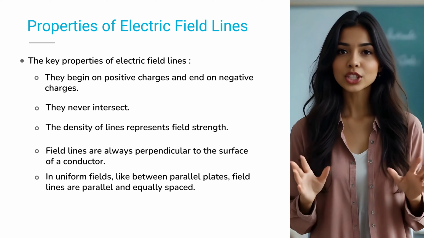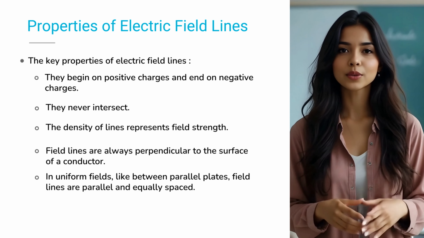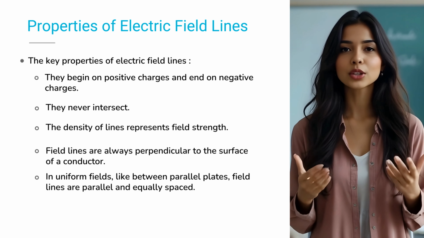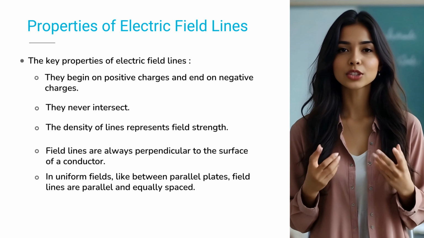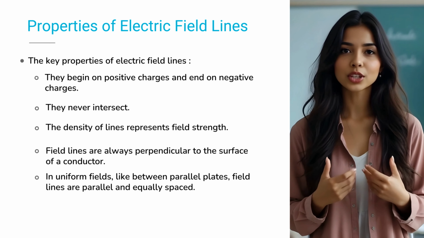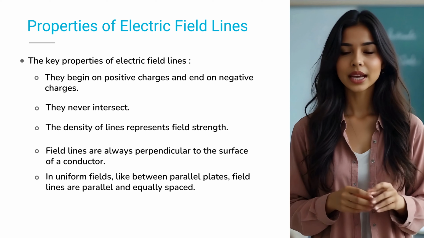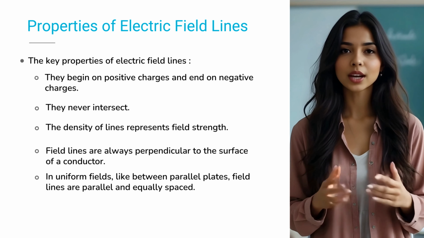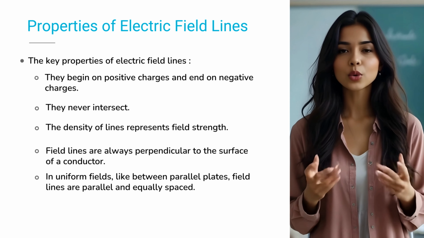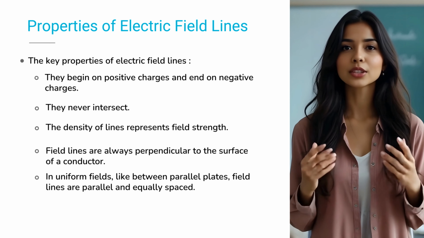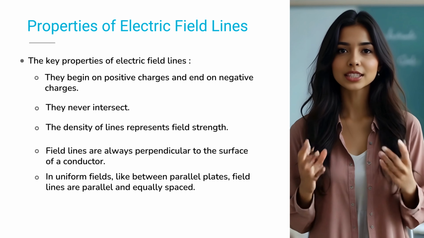The density of lines represents field strength. More lines in a region equals stronger field. Fewer lines equals weaker field. Field lines are always perpendicular to the surface of a conductor. This reflects the fact that electrostatic equilibrium means no tangential field on a conductor's surface. In uniform fields, like between parallel plates, field lines are parallel and equally spaced. So, electric field lines help us visualize the invisible and understand field strength, direction, and symmetry.